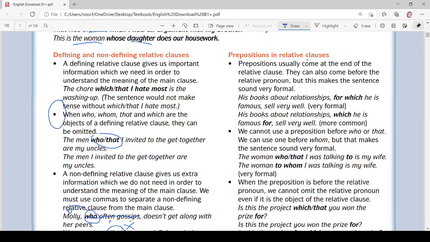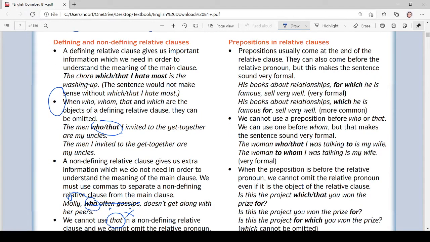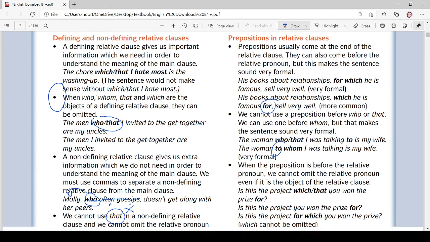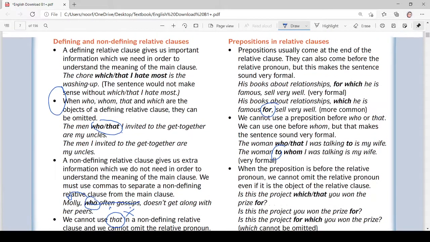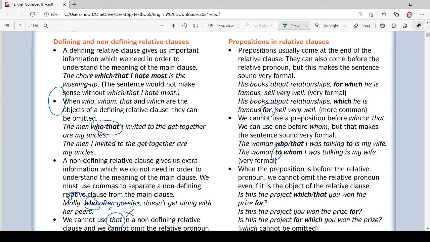Prepositions in relative clauses. Okay, preposition ni kalau you ingat, ni lah. Preposition ni banyak sebenarnya. For, to. Kalau dalam ni bagi contoh for, to. So, kita gunakan for, to je lah. Okay, prepositions usually come at the end of the relative clause. They can come also before the relative pronouns, but this makes the sentence sound very formal.